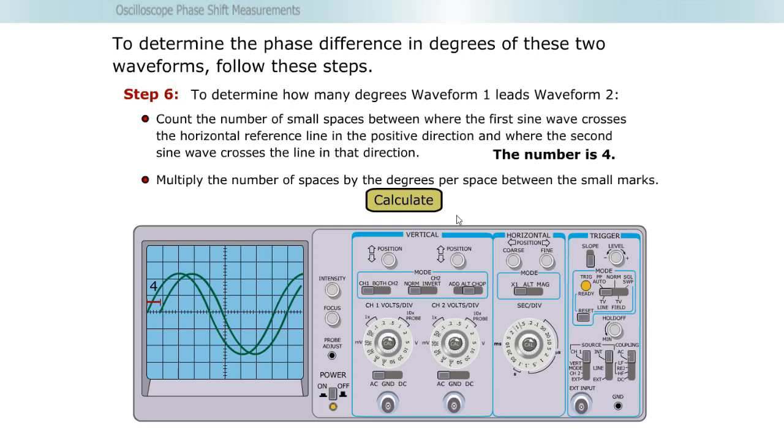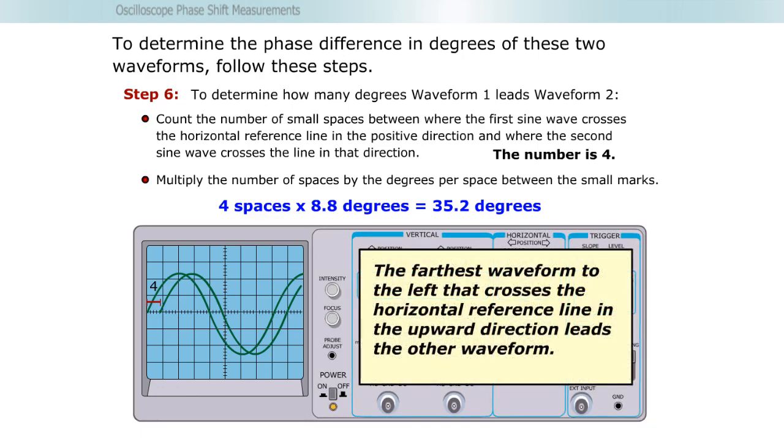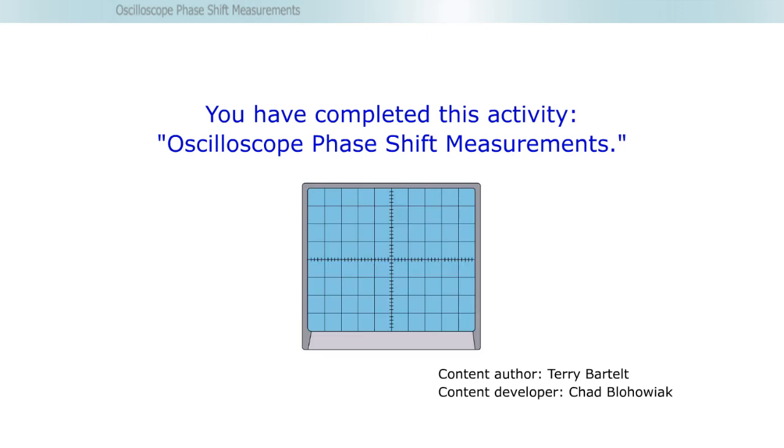Multiply the number of spaces by the degrees per space between the small marks. 4 spaces times 8.8 degrees equals 35.2 degrees. The farthest waveform to the left that crosses the horizontal reference line in the upward direction leads the other waveform. You have completed this activity, Oscilloscope Phase Shift Measurements.